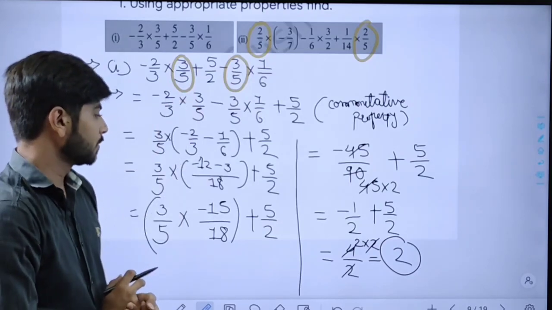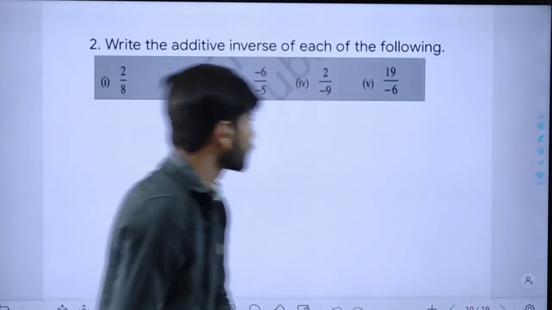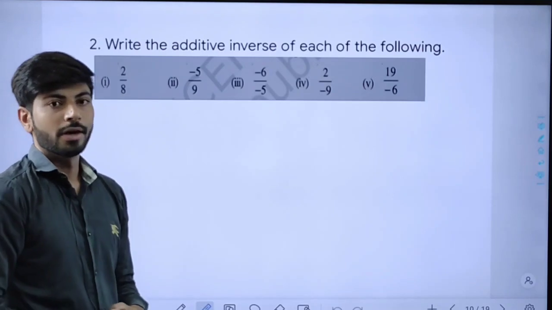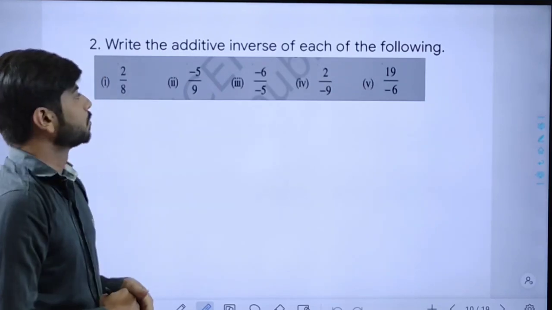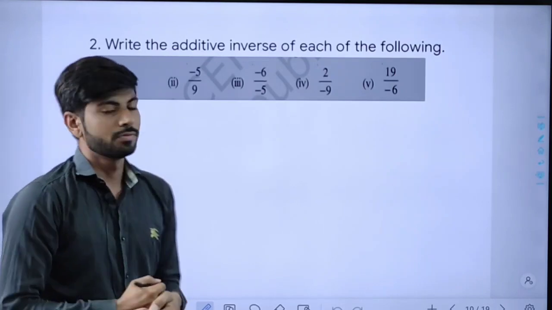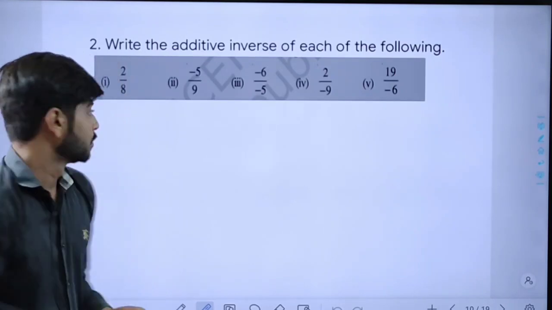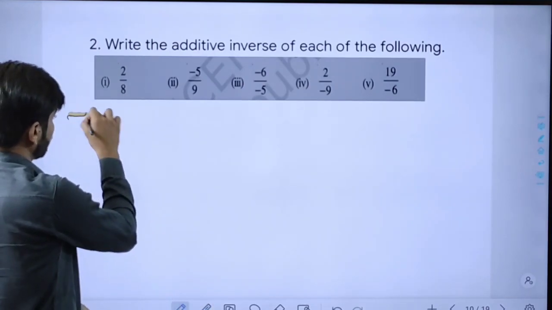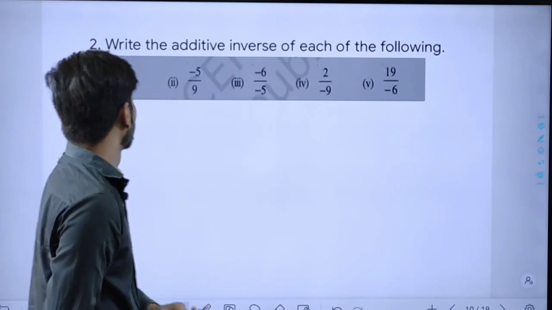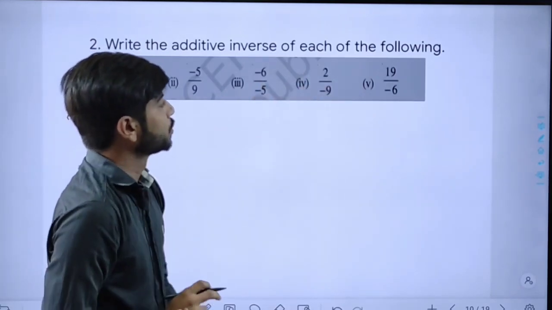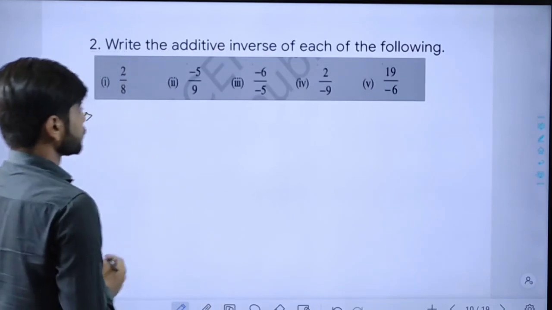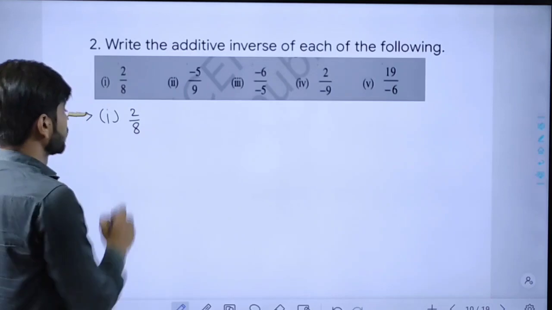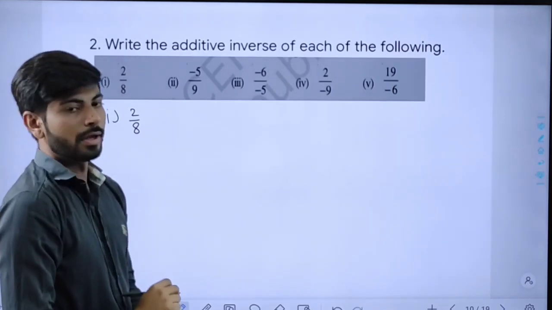Let's do now second one. Write the additive inverse of each of the following. Okay, to write the additive inverse, what we will do? We will just change the sign of the given number. So first I will do only 3 and other 2 you have to do in your homework. So first 2 upon 8. So what will be the additive inverse of 2 upon 8?